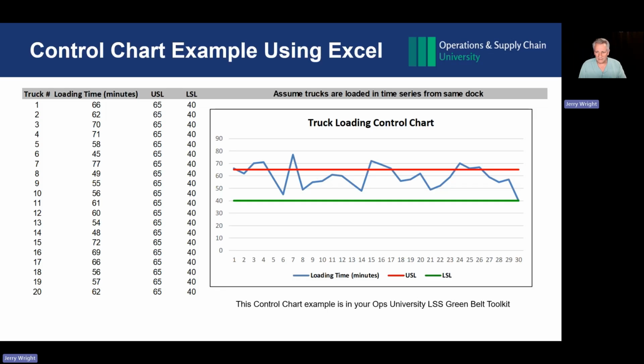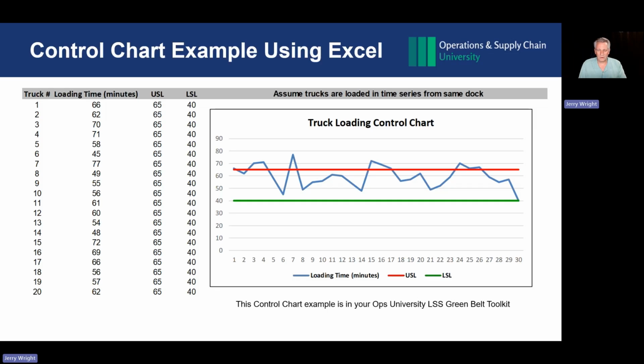There are many more data points on here. You can't see all of them. It goes down to, I believe, 30. But I just showed this for example. In order to plot those lines, the upper spec limit or lower spec limit, or if you want to do the upper control limit or lower control limit, you just put that number in there once you've calculated it from the data. Then when you highlight the loading time and upper and lower spec limits, and hit insert chart, it's going to give you this truck loading control chart. Pretty cool that you can do this very quickly in Excel.